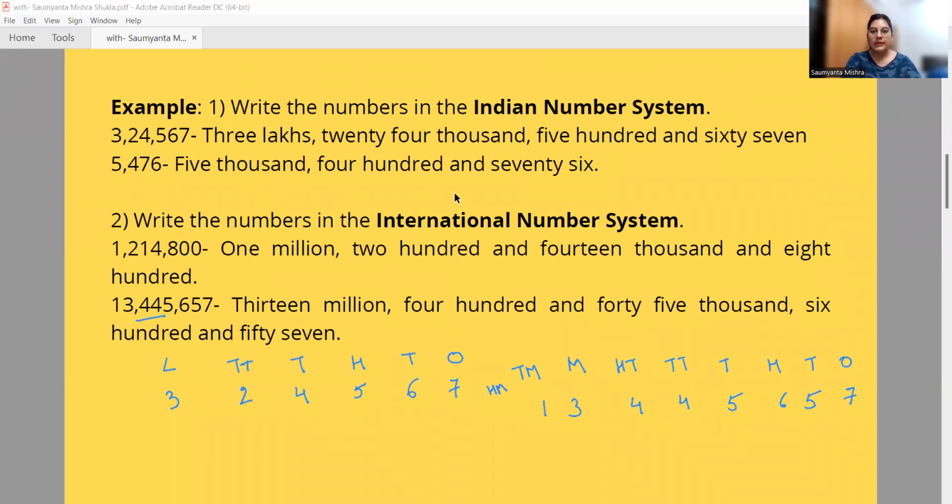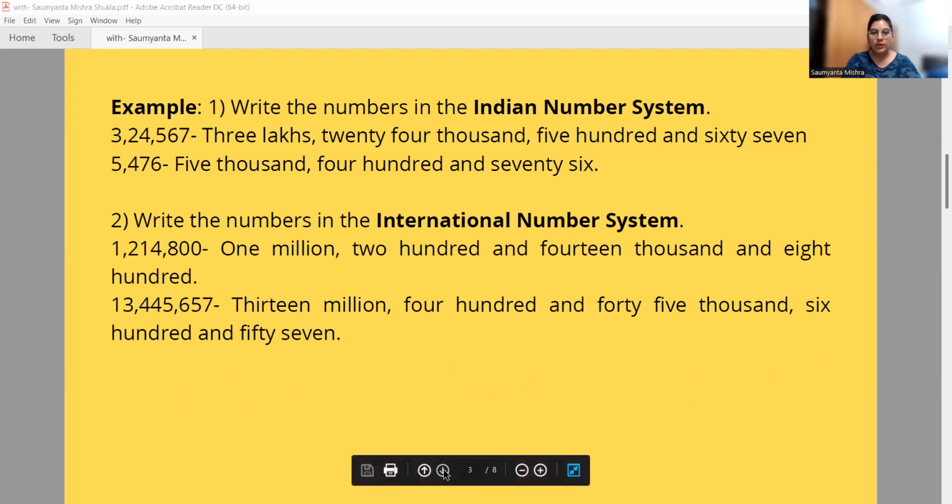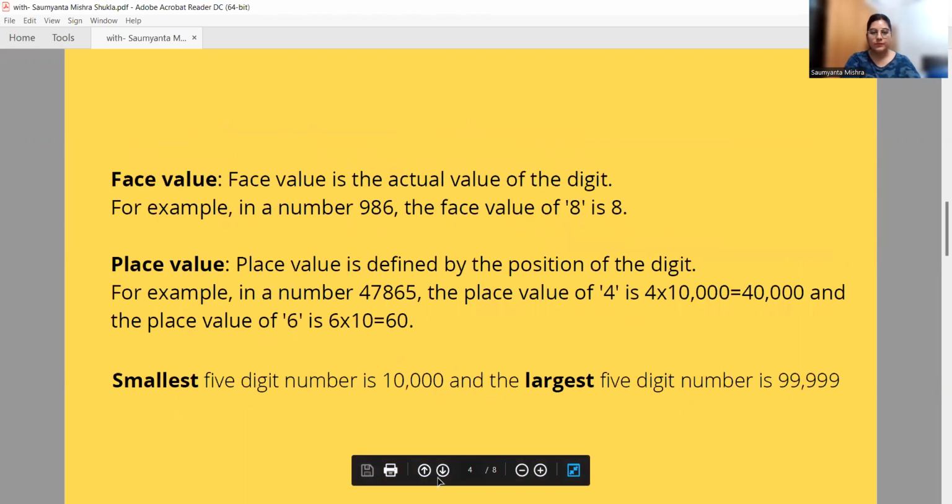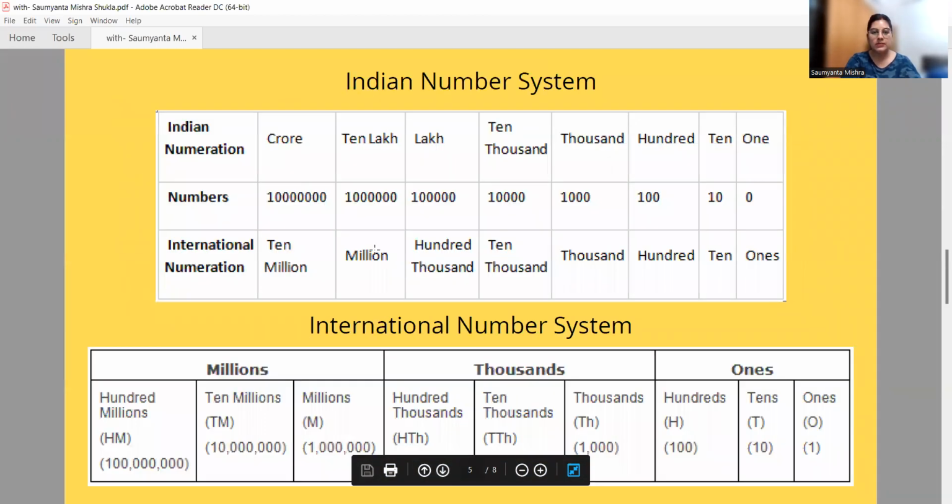Once again, the Indian number system contains lakhs, 10,000, thousand, hundreds, tens, and ones, and the international number system chart contains 100 million, 10 million, million, 100,000, 10,000, thousand, hundred, tens, and ones. Now, in the next slide, we can see the number system charts.